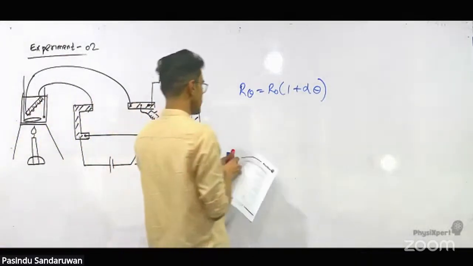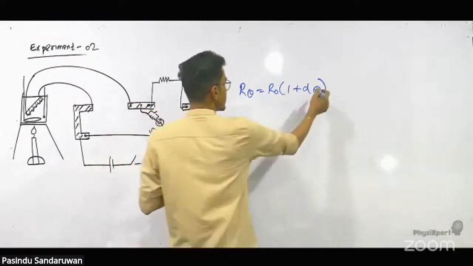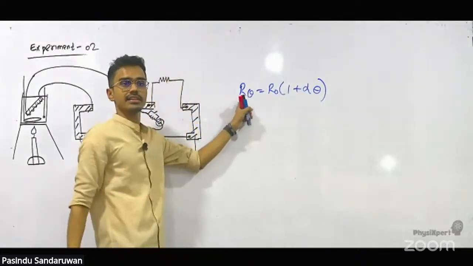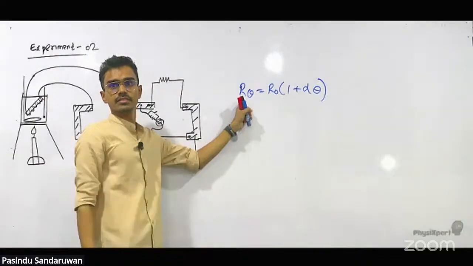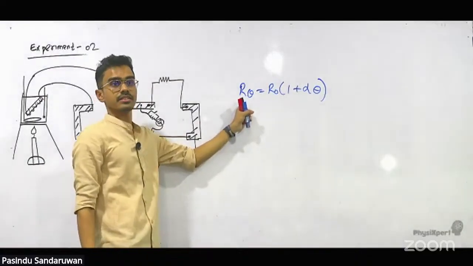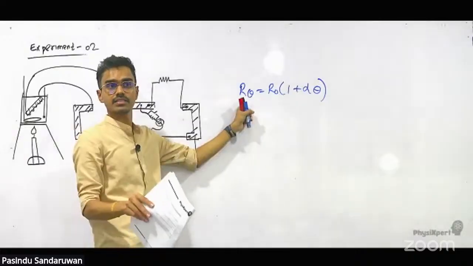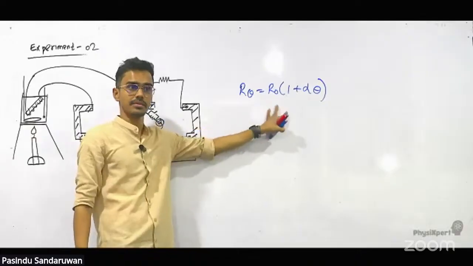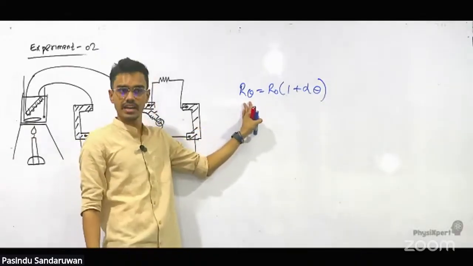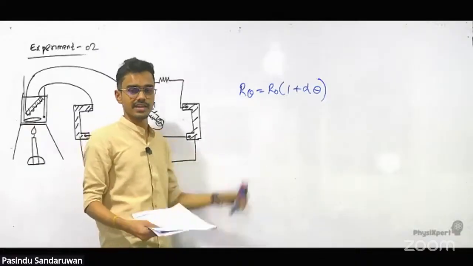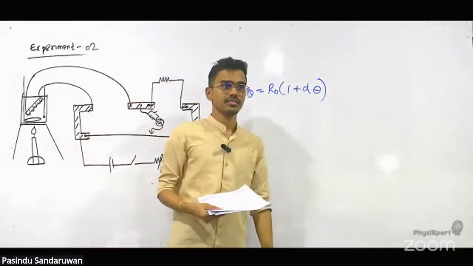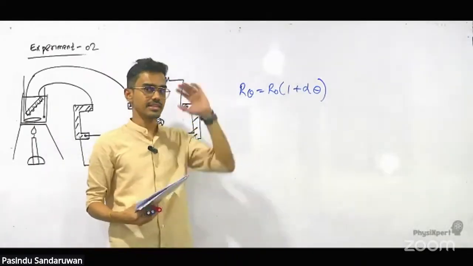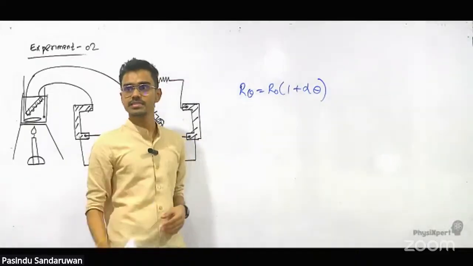So basically, we know that when temperature changes, resistance changes accordingly. R theta is the resistance at theta degrees Celsius, not Kelvin. Theta is the standard symbol for Celsius temperature, while the standard symbol for Kelvin temperature is capital T.